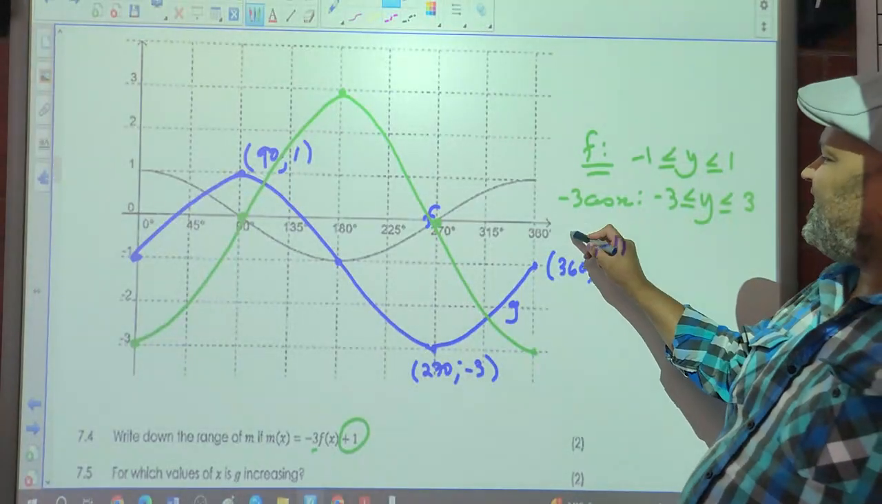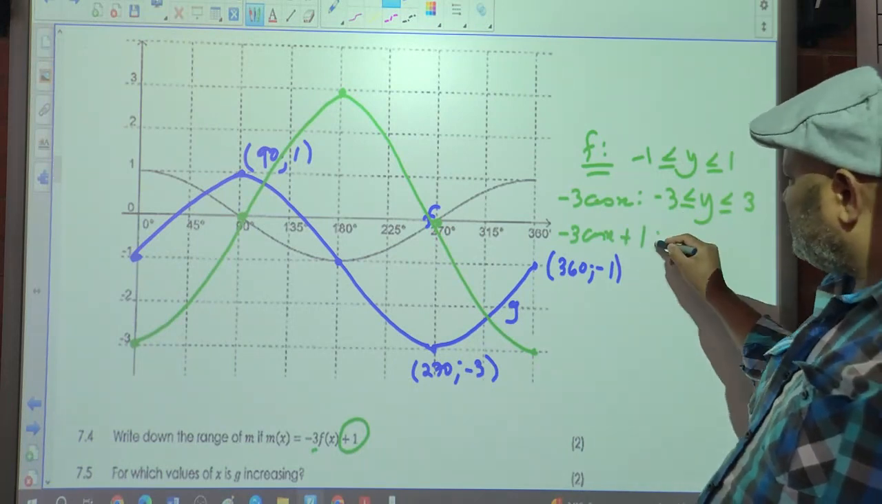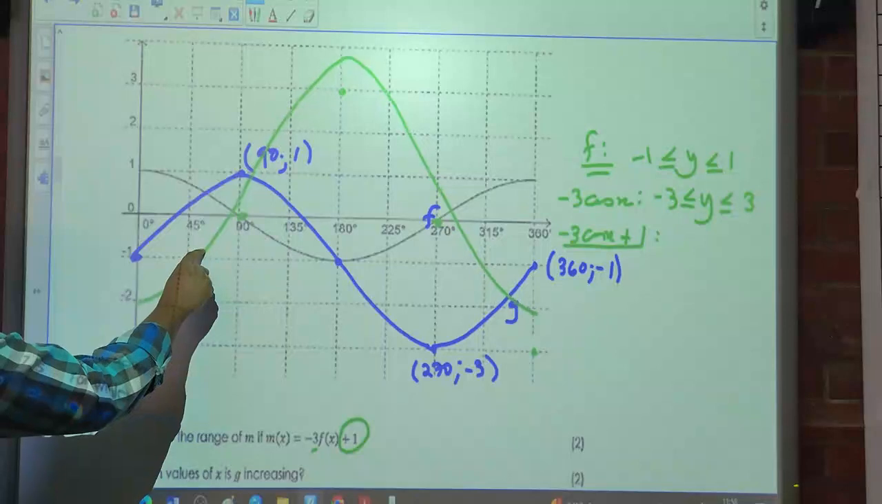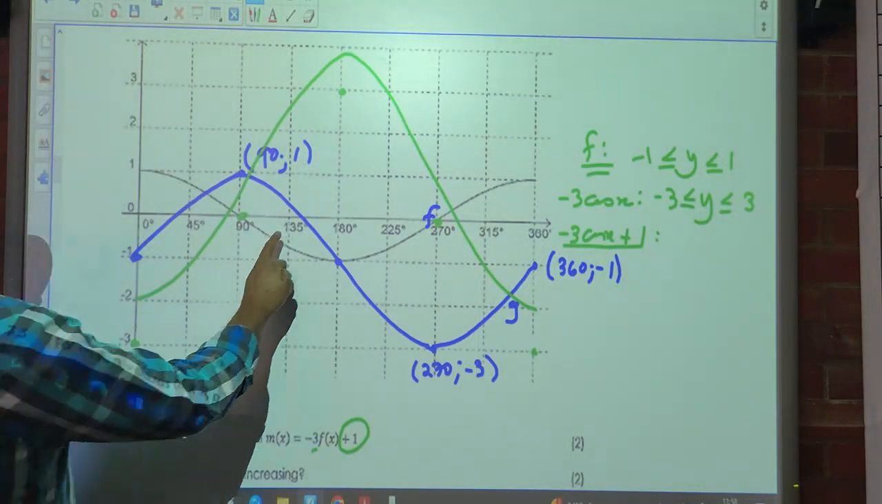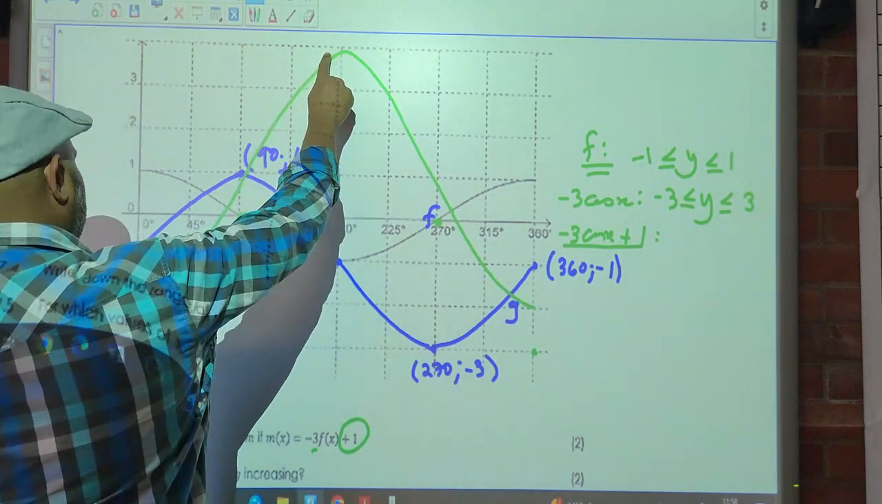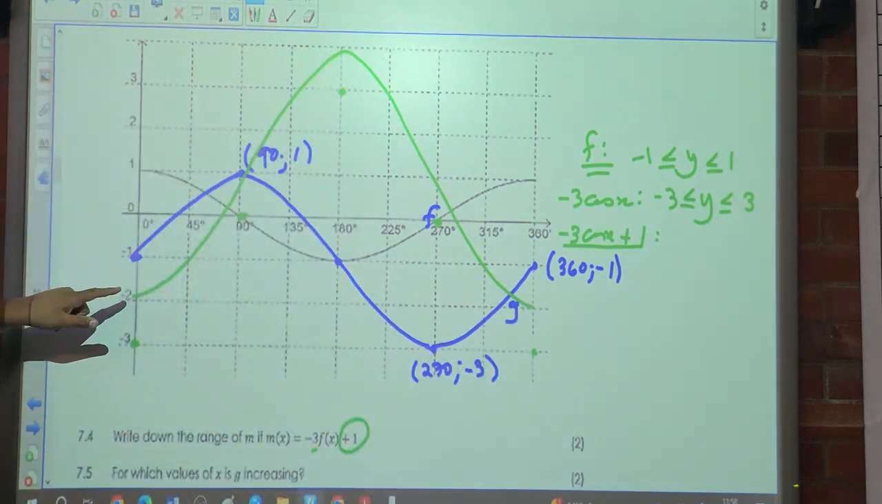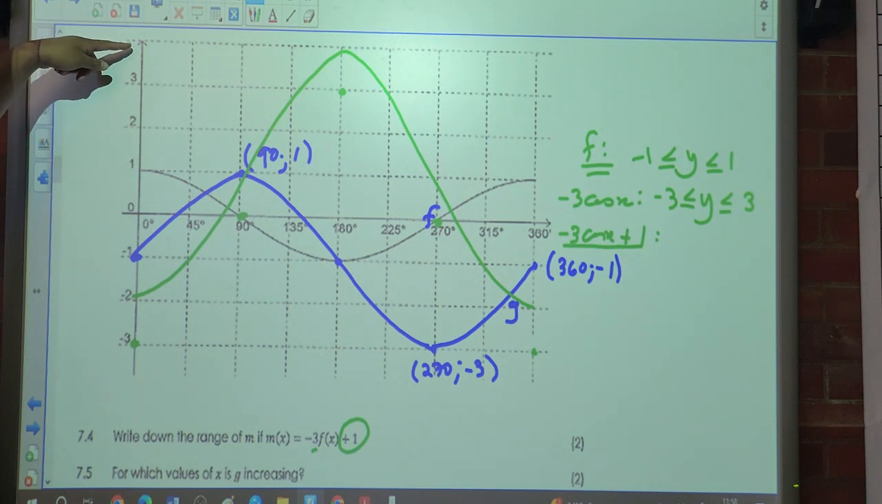Now, what effect does +1 have on the graph? Shifts 1 unit up. So if I look at the range of that graph, this graph will shift 1 unit up, so the negative 3 becomes negative 2, 3 becomes 4. And of course, can you see that? So what's the range of this graph? Y is greater than or equal to negative 2, but less than or equal to 4. Okay.